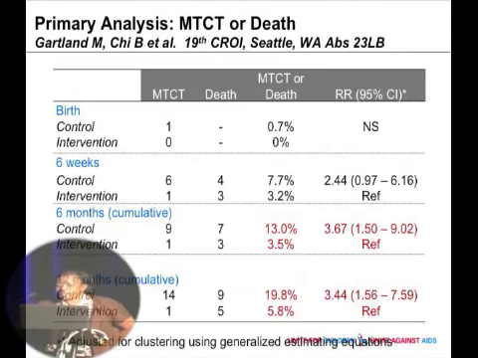Looking at the 6-month cumulative infection risk, you find that at the control sites, 13% of the children were either infected or dead compared to the intervention sites, and that this infection actually continued, reaching 19.8% by 12 months.